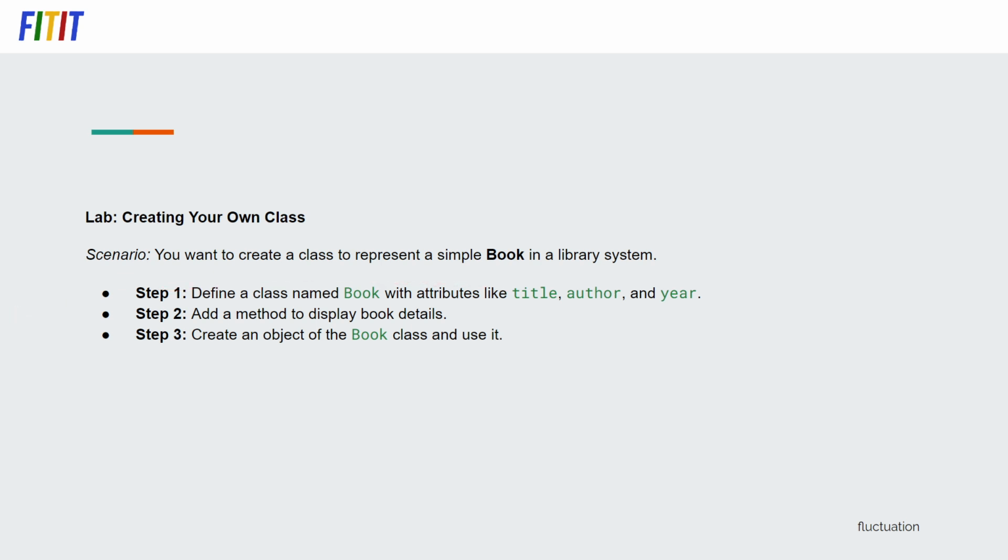Lab: creating your own class. Scenario: you want to create a class to represent a simple book in a library system. Step 1: define a class named Book with attributes like title, author, and year. Step 2: add a method to display book details. Step 3: create an object of the Book class and use it.